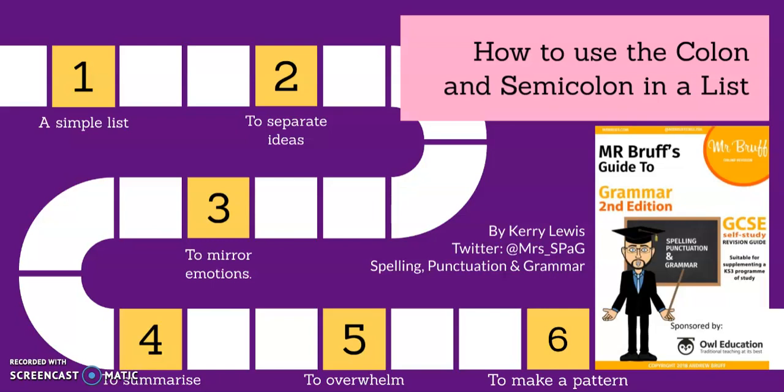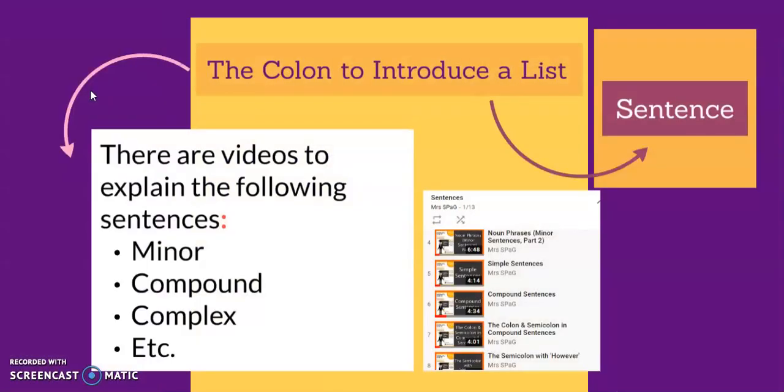Today I'm going to talk about how to use the colon and semicolon in a list, and we're going to begin by reviewing how to use the colon in a simple list of bullet points or numbered points. The colon is like a trumpet announcing something important. For example, there are videos to explain the following sentences: minor, compound, complex, etc. Put the colon where you would normally put a full stop at the end of a sentence. Let's look at another example.